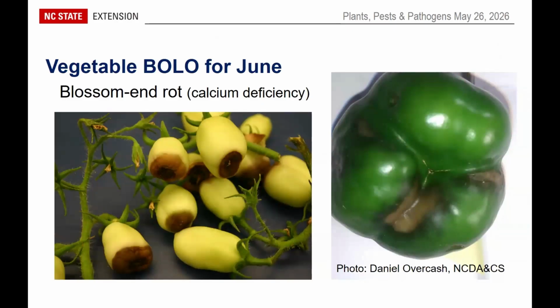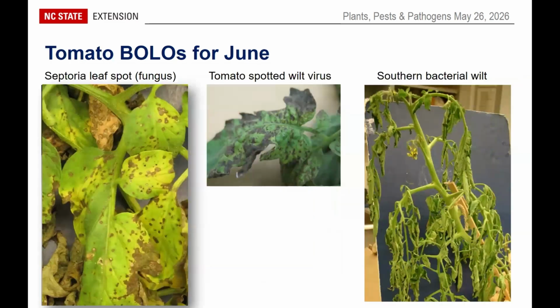Turning to the vegetable garden, blossom end rot, of course, the localized calcium deficiency. We all know it in tomatoes, but it can occur in, for example, peppers here as well, as you see on the right. And in tomatoes for June, we want to look out for Septoria leaf spot and tomato spotted wilt virus. Notice how with the second one, you could see the spotting up on the newer growth, whereas the Septoria is only going to start and move its way up from the older growth.